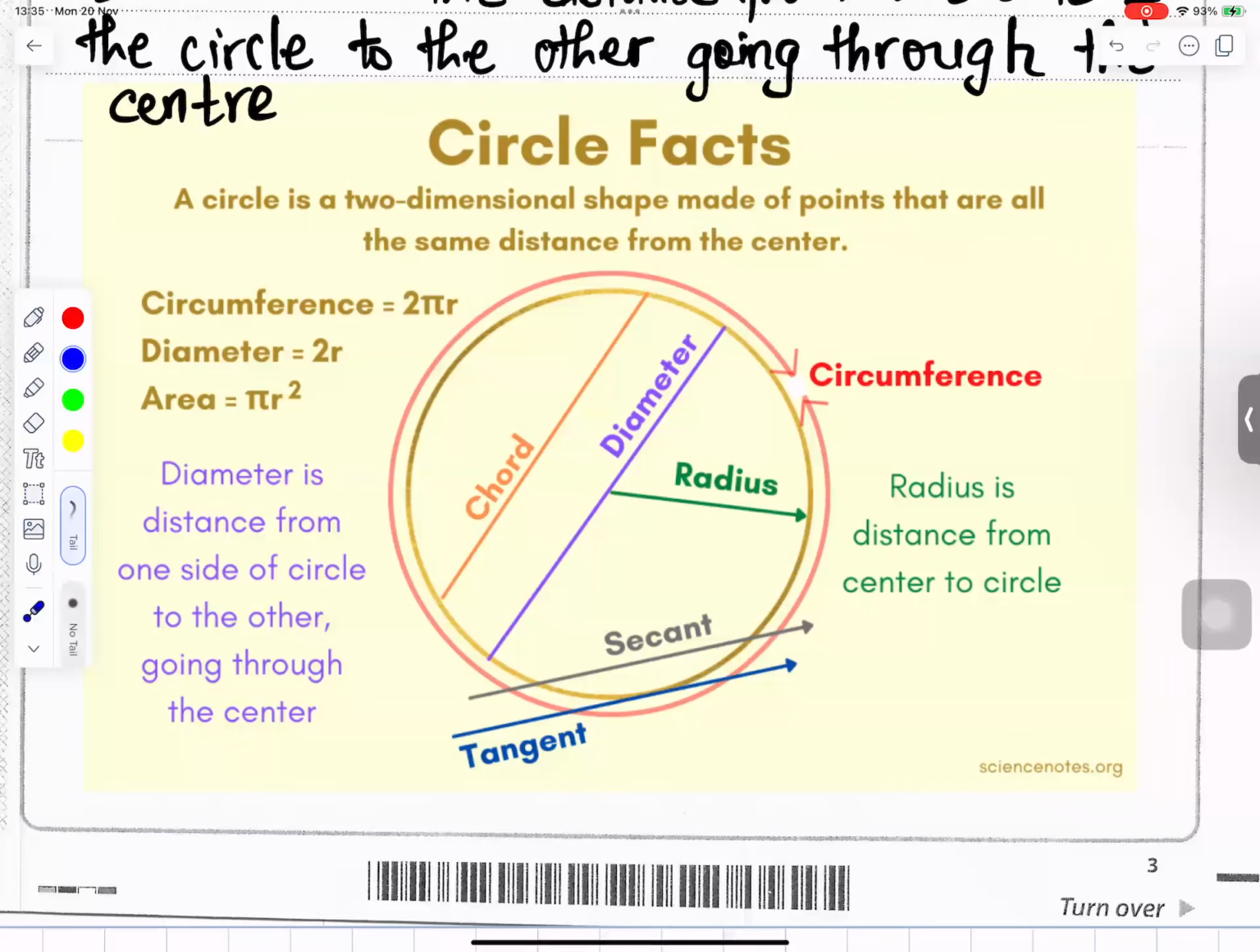Circumference is 2 pi r. Diameter is 2 times r. Area is pi r squared. Have to learn all these things.